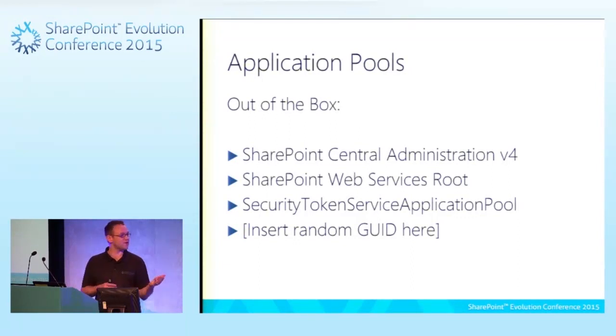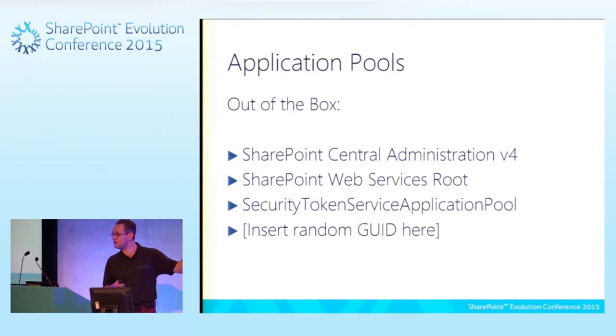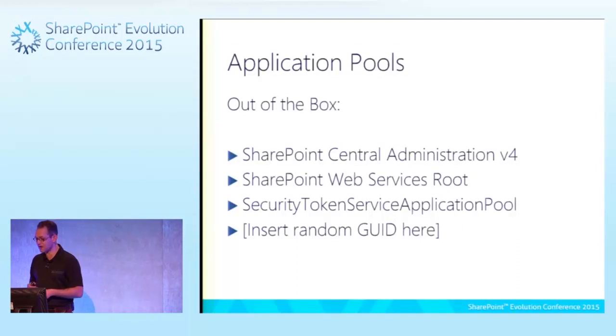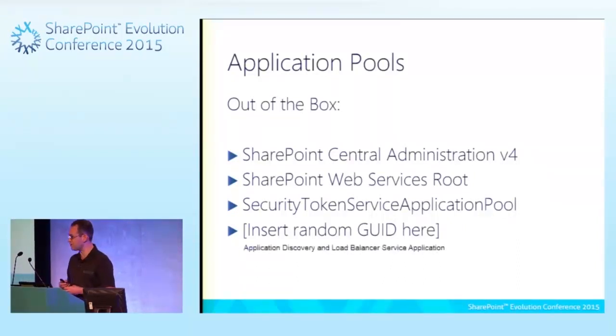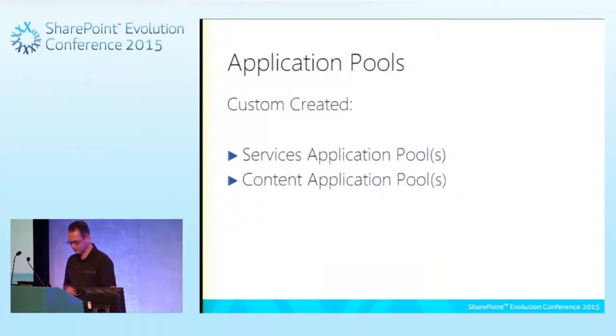I don't understand why SharePoint has nice names for 3 or 4 central application pools and then a GUID for the other one. And the last one is the application discovery, a load balancer service application that manages a topology in your farm so that your farm knows which service applications are active and how to route requests for service applications to them. That's the random GUID application pool in our farm.